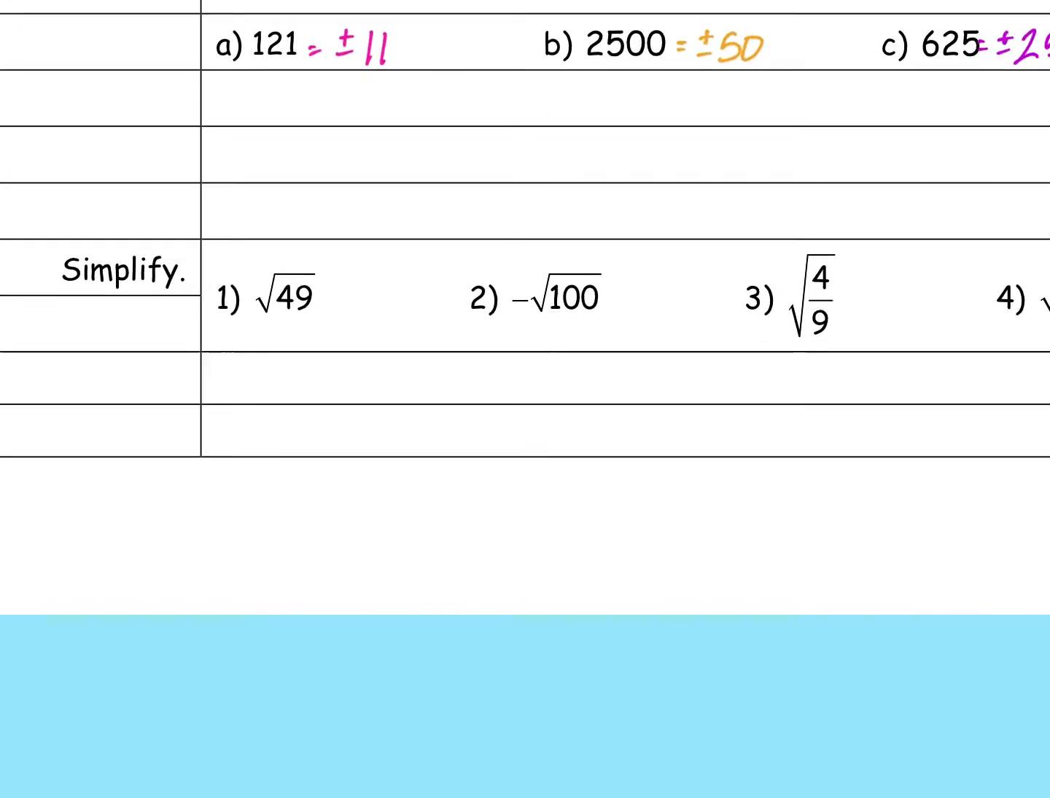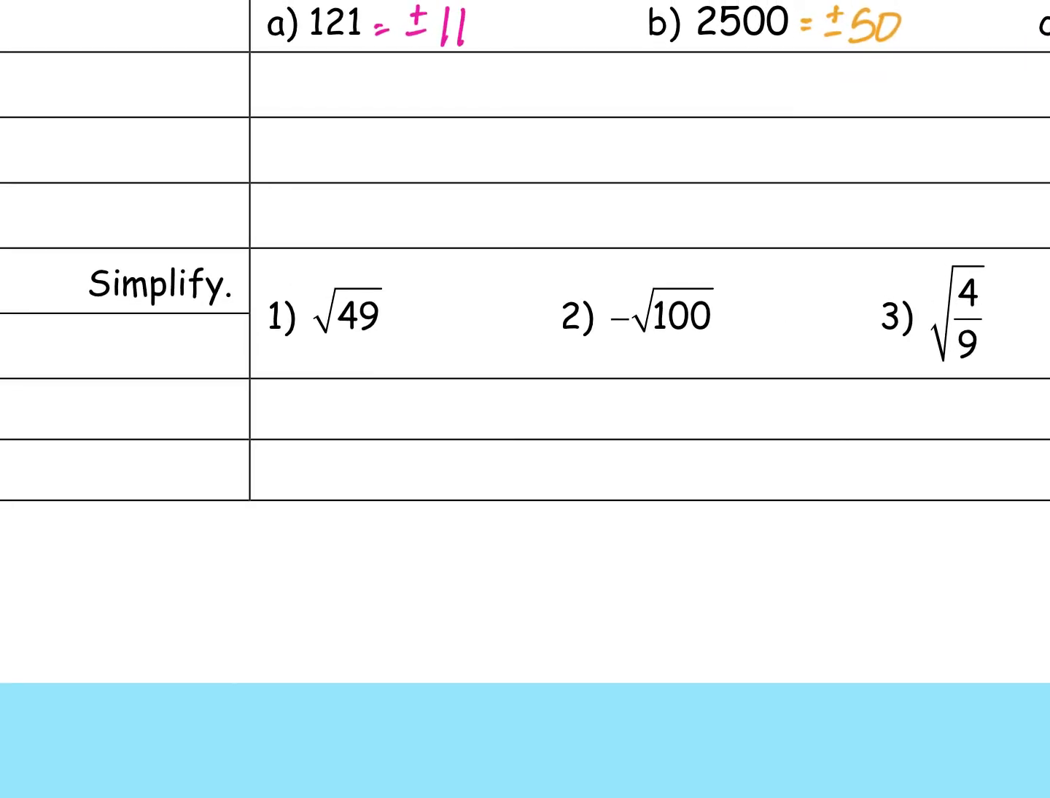Okay, so this is simple. It's just asking me to simplify. It does not say find all of it, so I only need the positive one when they're asking me to simplify. So here, what's the square root of 49? 7. Okay, what's the negative square root of 100?